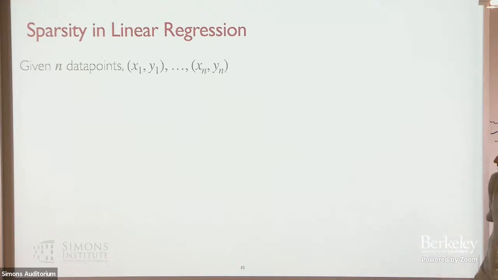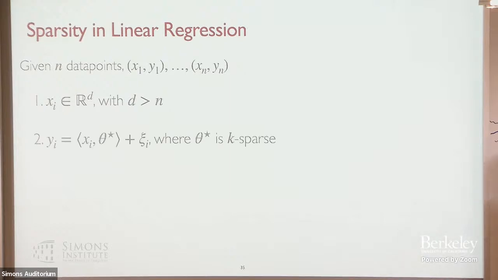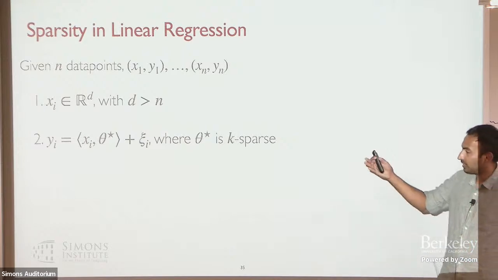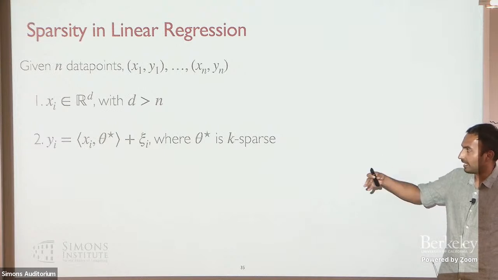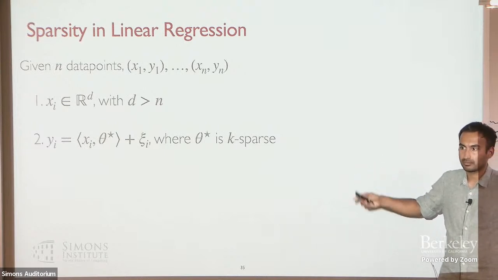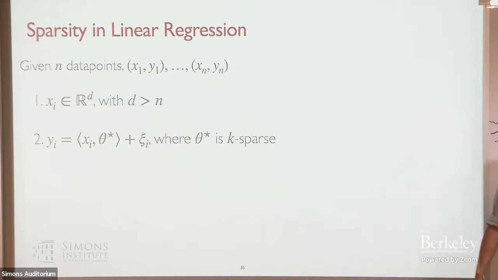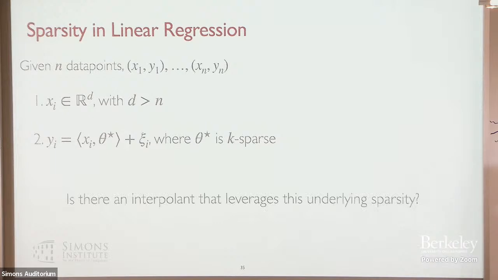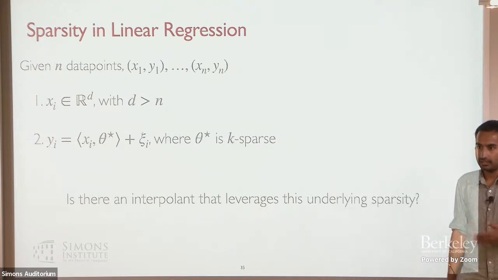So here the setting is the following: we have n data points. The y's are now not labels, they're reals. We're in a setting where xi is d-dimensional, where d is much larger than n, so you're in the overparameterized regime. The y's are related to the x's as follows: you have a true theta star, so y is equal to xi transpose theta star plus some noise. And we want to think of a setting where theta star is k-sparse, so the underlying truth is k-sparse. We want to think about whether there are interpolants that can leverage this underlying sparsity.